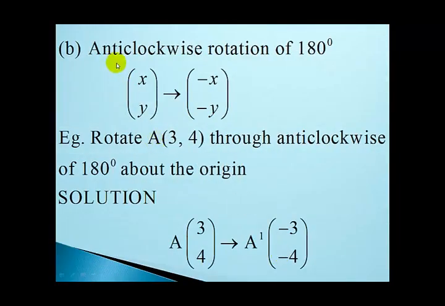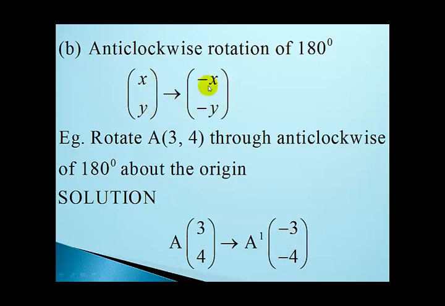Now B, anti-clockwise rotation of 180 degrees. XY maps to minus x minus y. That is, you negate both the x and the y, but they will take the same position. So xy maps to minus x minus y. Example: rotate A(3, 4) through anti-clockwise of 180 degrees about the origin. Now solution. With the point A(3, 4), this maps to A prime (-3, -4) according to the rule xy maps to minus x minus y.